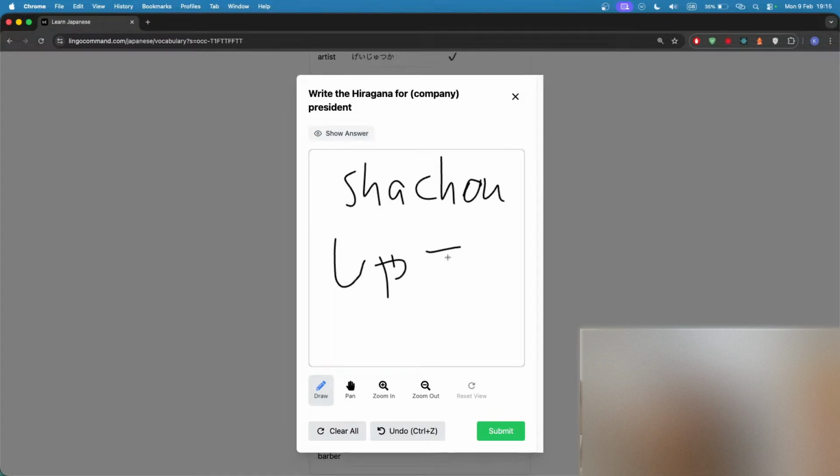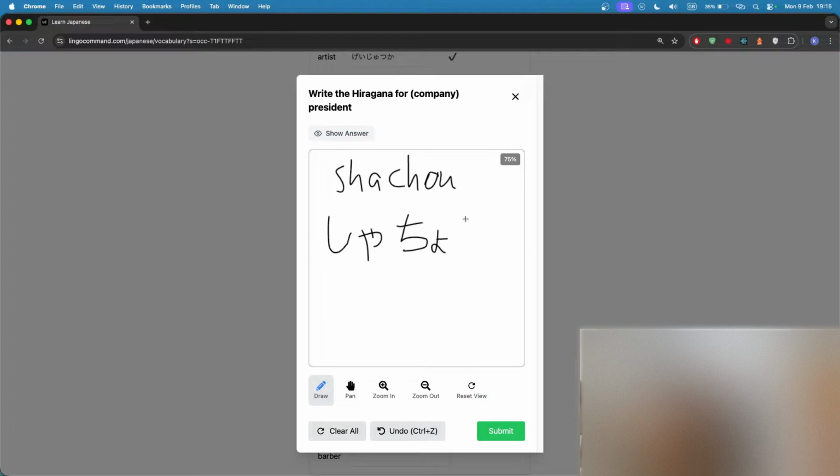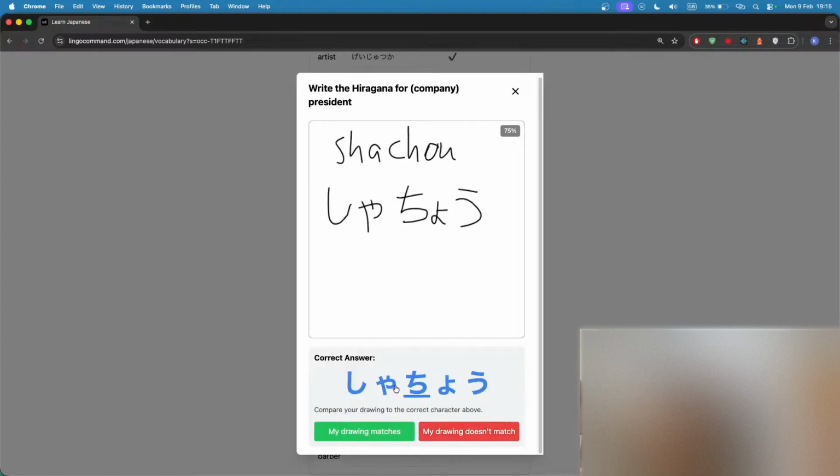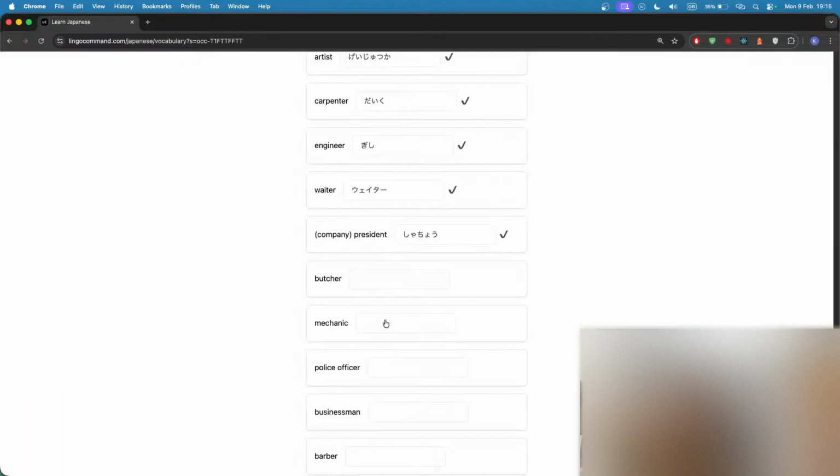Then we just need... Let's try and write this a little bit more neatly. This is chi. So if I then write yo, which is this thing, this is another hiragana yun combination. So this is not shi yo, it's cho. Sha cho. And then I think you just need a u at the end. Sha cho. That's the job done. Fantastic.